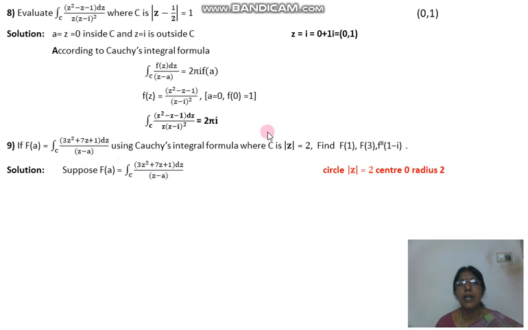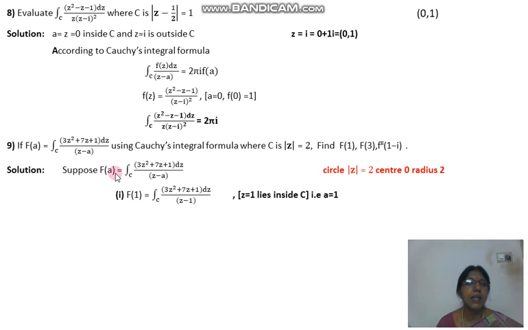First you observe the curve. What is the given curve? Mod z is equal to 2. What is it? It is a circle with center 0 and radius 2. Okay. Here F of a is equal to this one. What is the first question? F of 1. F of 1 means the integral of (3z square plus 7z plus 1) by z minus 1 dz.